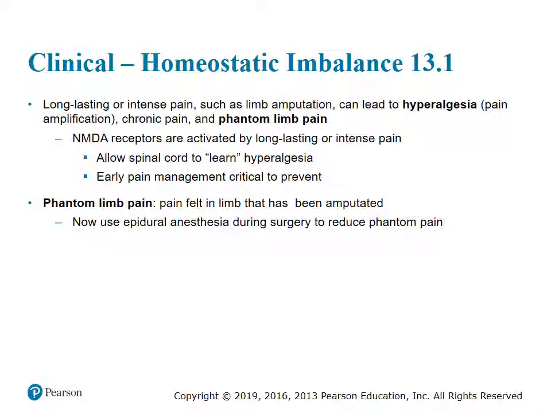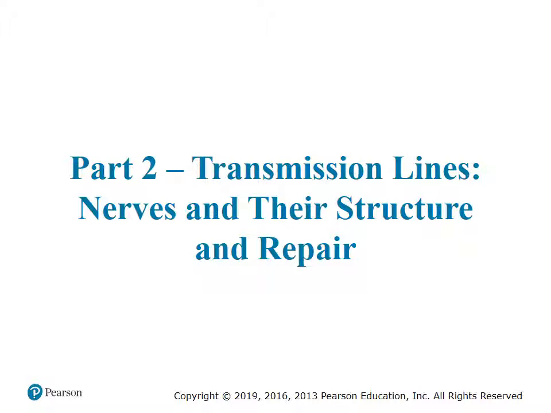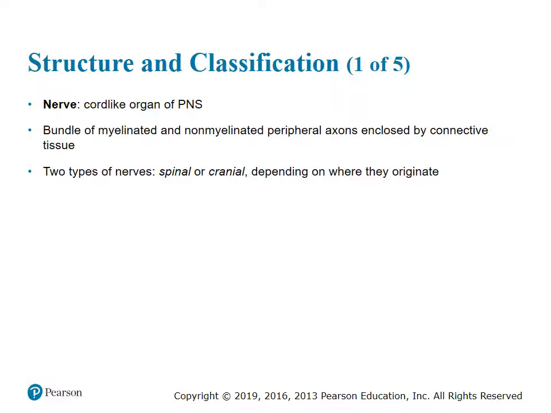Let's look at that, right? How we transmit. Talk about nerves, right? All right, so a nerve is a cord-like organ of the PNS, right? Again, this is a bundle of many different axons. They can be myelinated or non-myelinated. We've got connective tissue covering them, right? And again, we've got spinal nerves and we have cranial nerves, right?